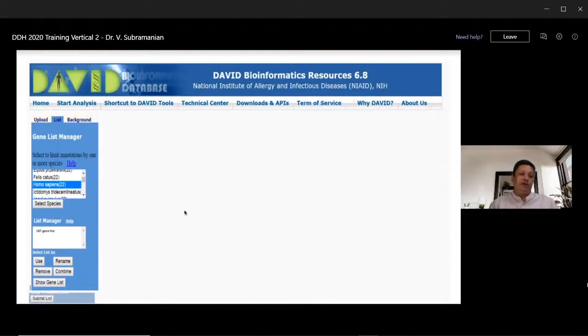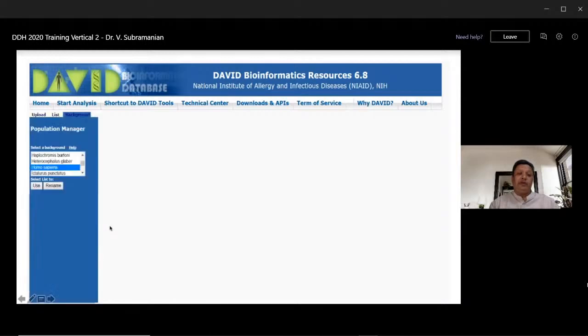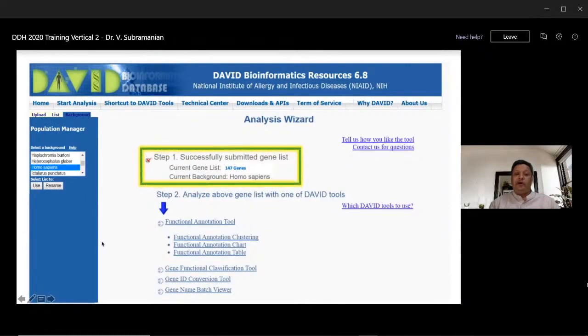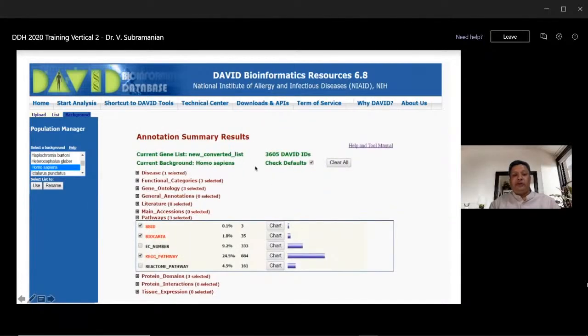You can go for mouse, you can go for rat, depending on your study. We were having a virtual study where we have taken the data for human beings, Homo sapiens, so that's why we selected Homo sapiens, to limit the annotation. In the background also we have Homo sapiens. Then we got the successful submission of the gene list. Now this will give us the analysis of this data. So this is the analysis.